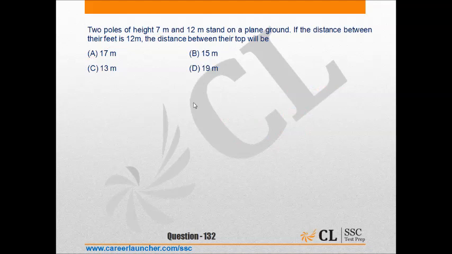Two poles of height 7 and 12. Old trigonometry question of 8th standard. This is 7, this is 12, this is 12, this is 5, this is 12, this gives me 13.